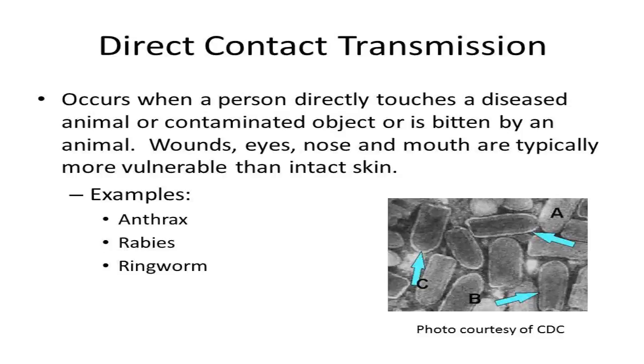Direct contact transmission occurs when a person directly touches a diseased animal or its body fluids or comes in contact with a contaminated object. Wounds and mucous membranes associated with the eyes, nose, and mouth are typically more vulnerable than intact skin and serve as good portals of entry for pathogens. Anthrax and ringworm often form lesions where direct contact occurs.